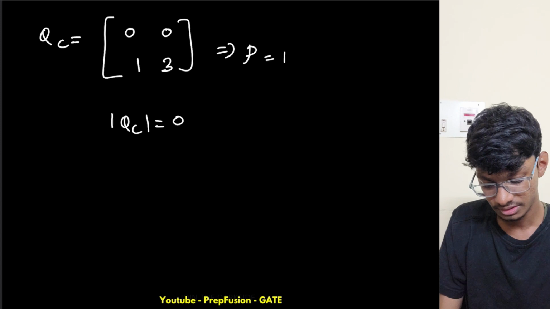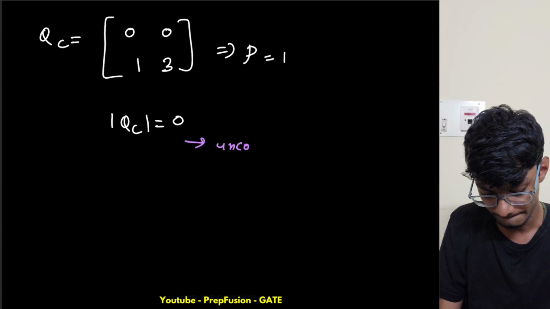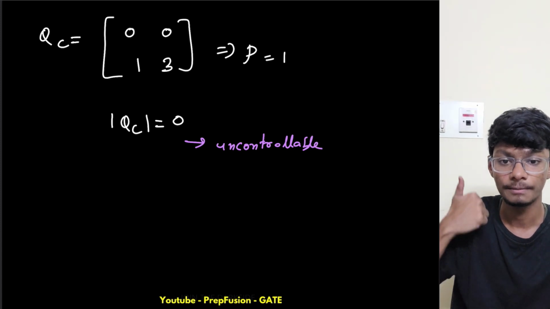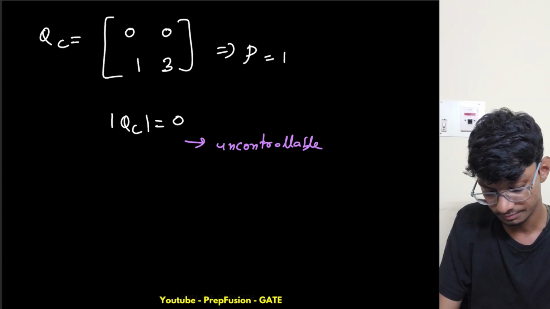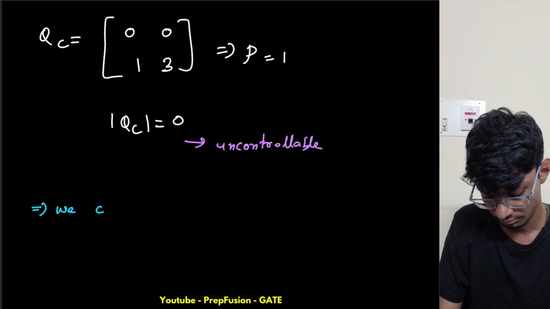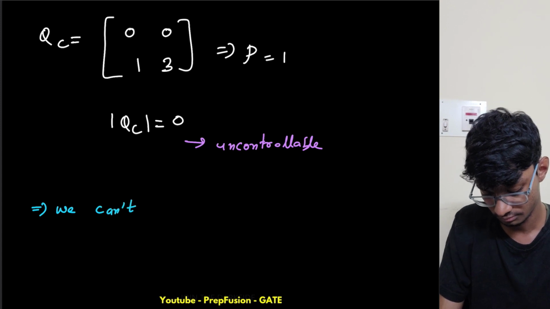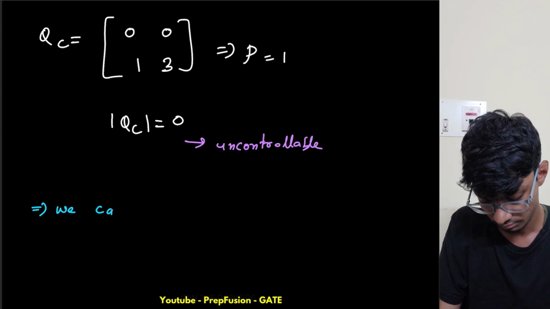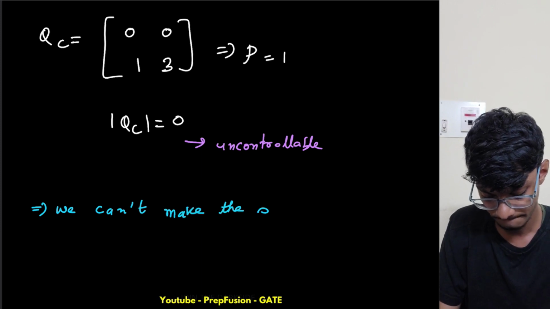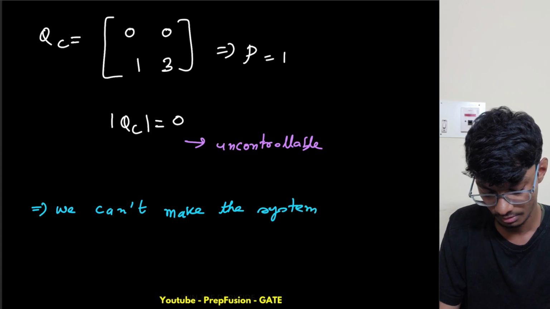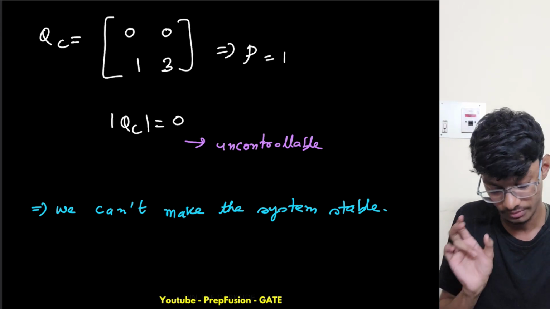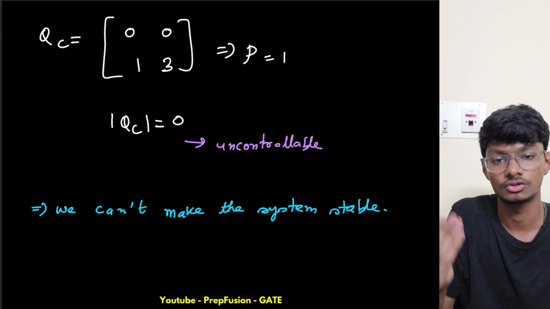So what does this mean? The system is uncontrollable. So what does this mean? We can't make the system stable. So what would be my answer? We can't make the system stable, so this will be my answer: the system isn't controllable.